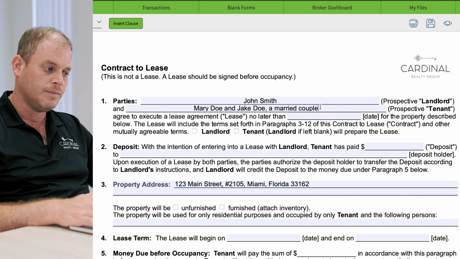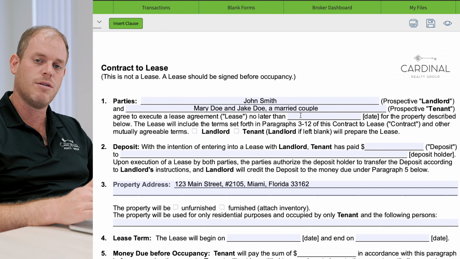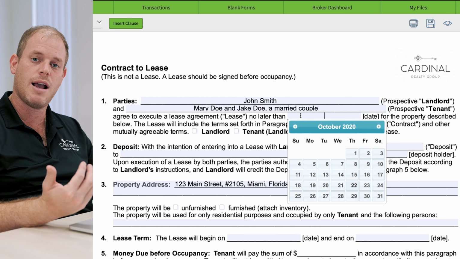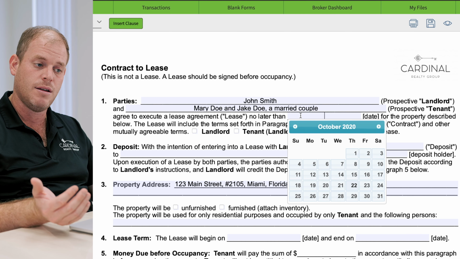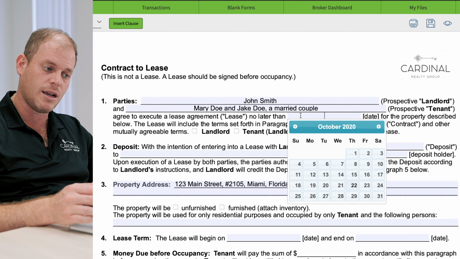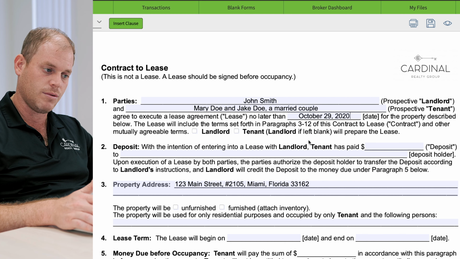Okay, so agree to execute a lease agreement no later than, all right, so this is saying, okay, landlord, I would like to execute a lease agreement with you. Has to be executed no later than. Okay, so if today's October 22nd, we would like to execute this lease by next week. So today's Thursday the 22nd. In the next week, we need to execute this lease. We'll give it 1 week, okay, by October 29th.